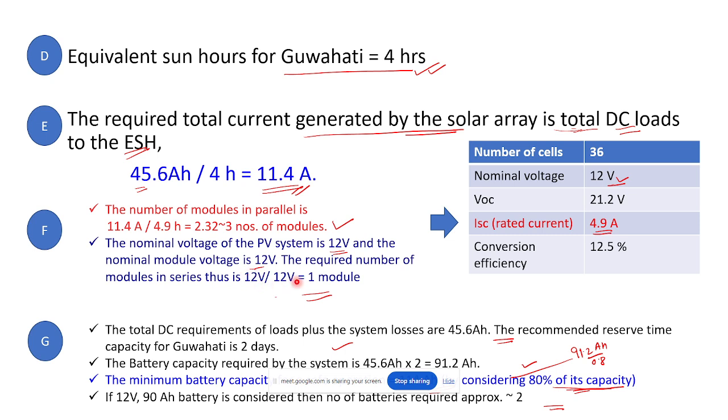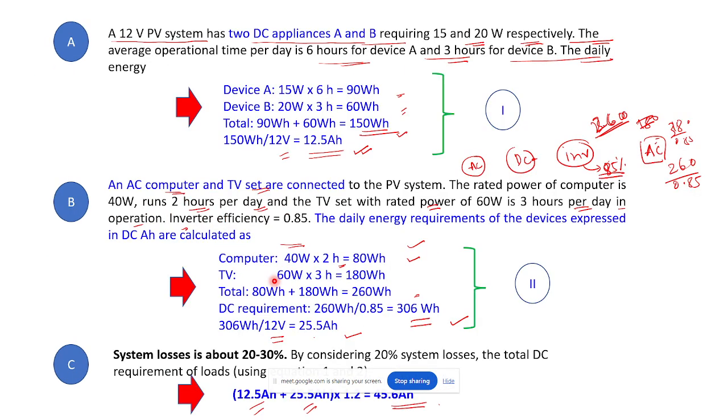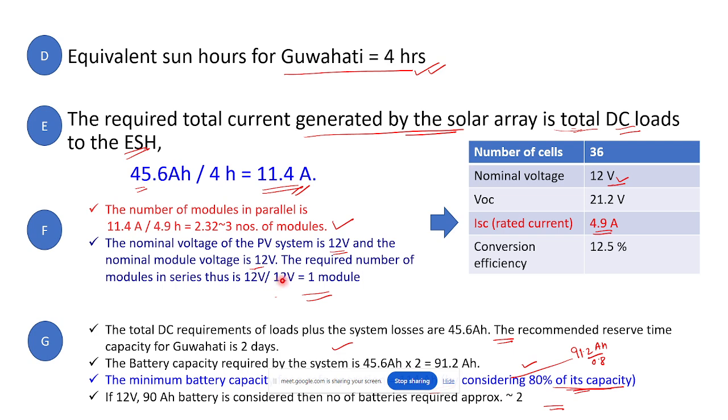So basically, you require only one module, which will be enough to meet your load requirement, because your rated voltage for the PV system is 12 volt and your module voltage is also 12 volt. If you're asking how many modules are required in series, it will be one module, and the number of modules required in parallel depends on the current.